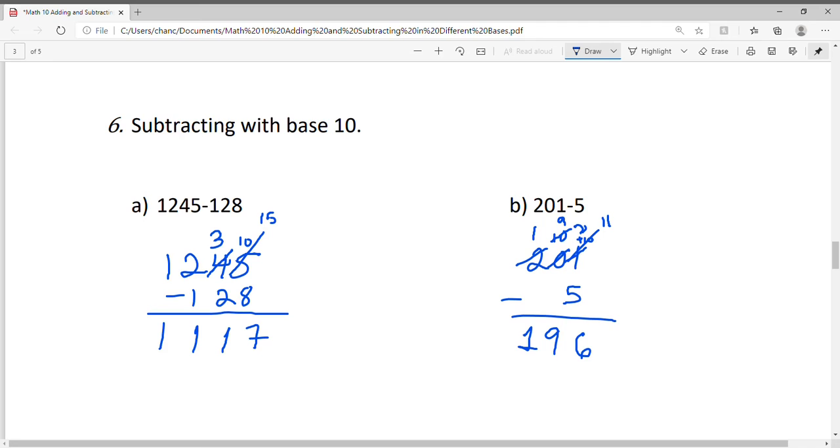Again, we're borrowing 10. If the next placeholder doesn't have enough, we'll go to the next placeholder to get another 10.